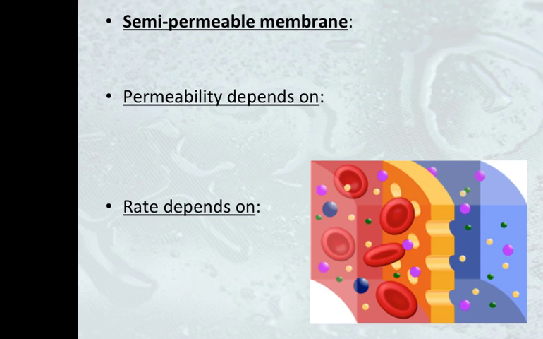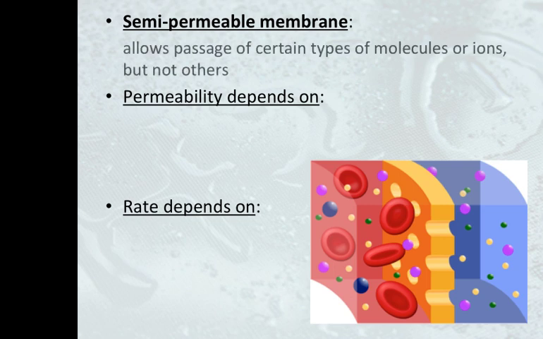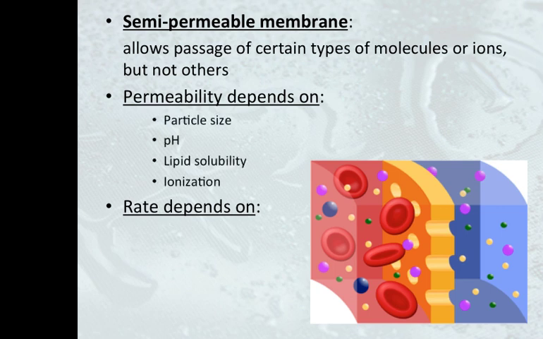What happens with the semi-permeable membrane? The membrane allows the passage of certain types of molecules or ions, but not others. It controls the flow of water and ions, and permeability can depend on the size of the particle. It can be related to the pH and the ionization of your molecules. Are they positively charged or negatively charged? Remember this. It will happen again in lab this week.